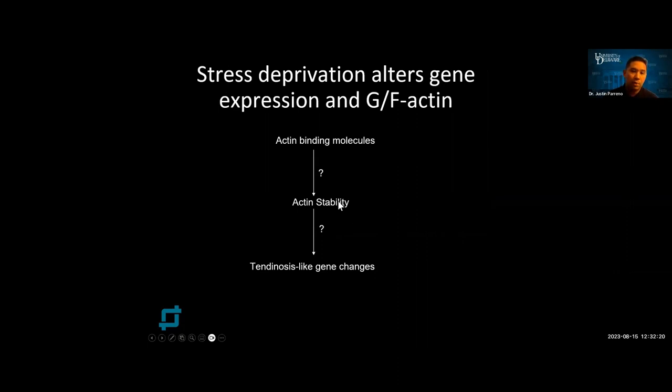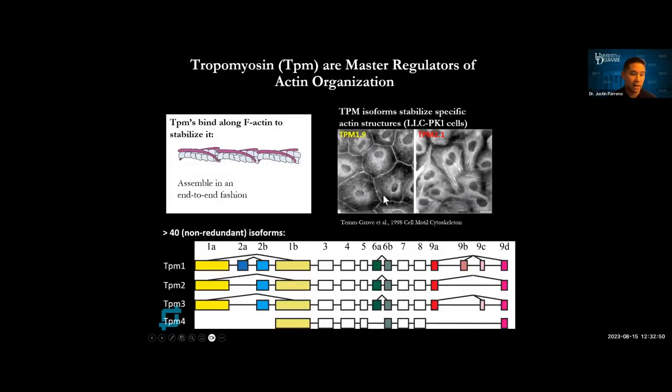So what we wanted to figure out next is whether or not there was a relationship between actin stability and tendinosis-like gene expression, as well as how actin stability is actually attained in tendon cells. For this, we looked at actin-binding molecules, and the molecule that we're interested in is, as I alluded to in my introduction, tropomyosin. So the question is, what stabilizes F-actin in tenocytes? We hypothesize that it is tropomyosin.